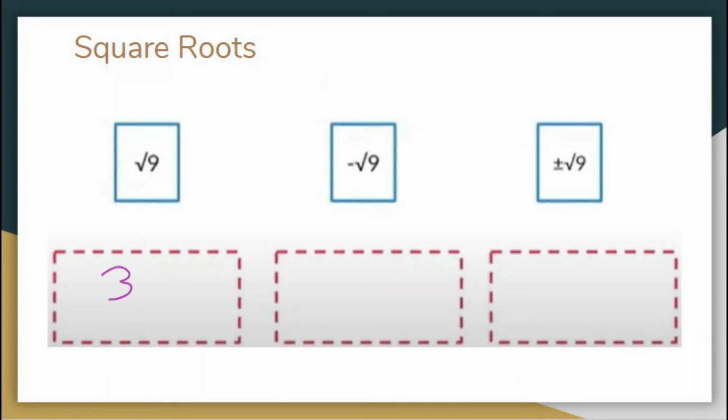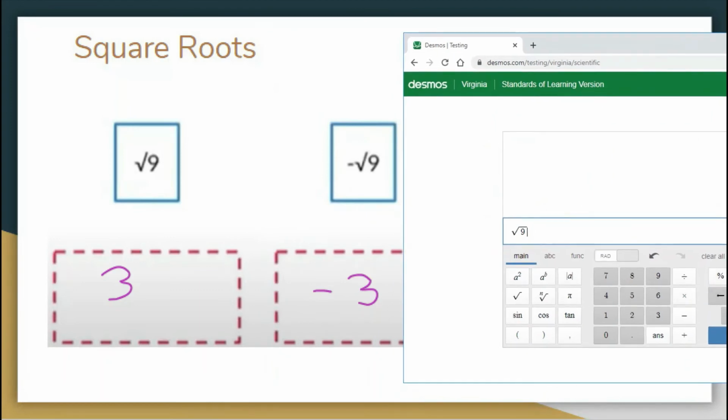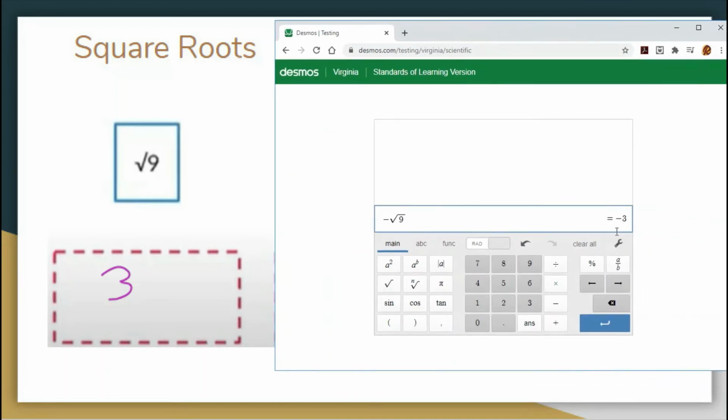Alright, but now on this one, I have a negative sign in front of it. So that negative sign in front means that this will be negative 3. That negative sign comes down with it. And we can put that in our calculator, just like how we did before with that one. So if I clear this out and I hit negative square root 9, I can see it gives me negative 3.